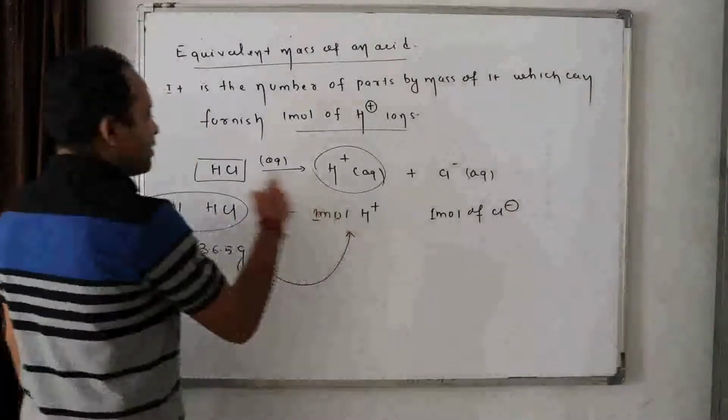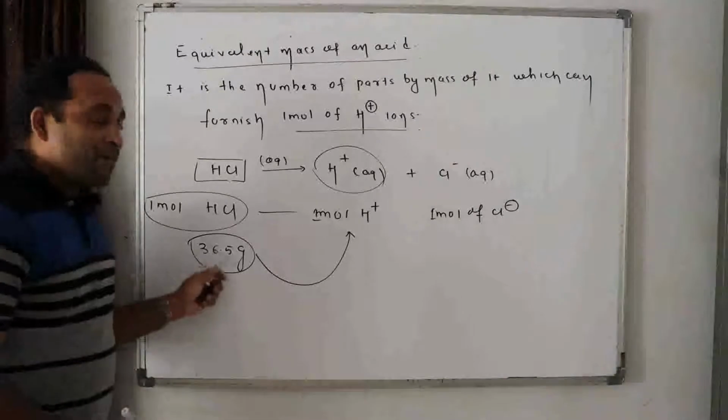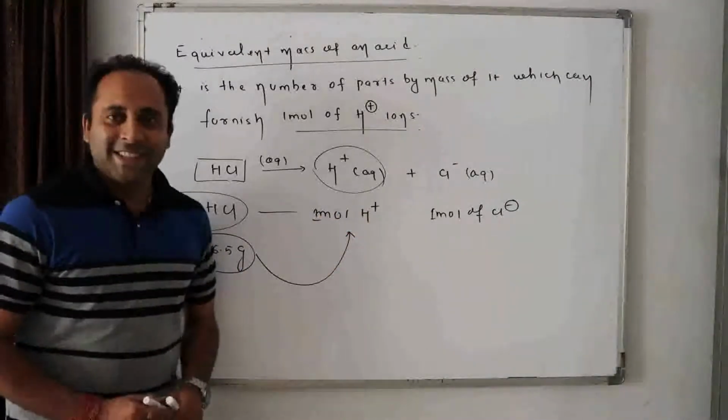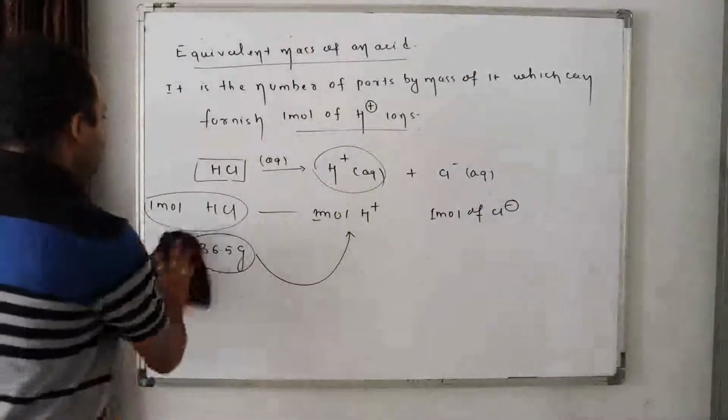That means what is the equivalent mass of HCl? 36.5. Because 36.5 gram is furnishing 1 mole of H plus. Easy? One more example.